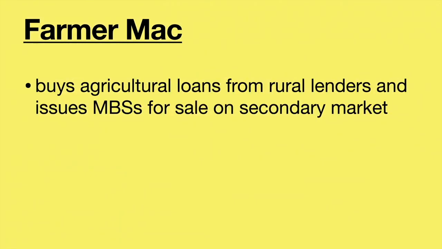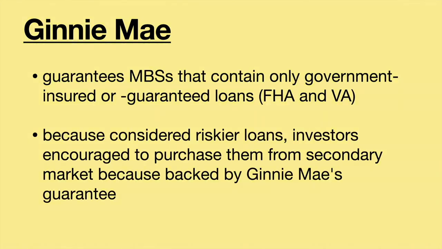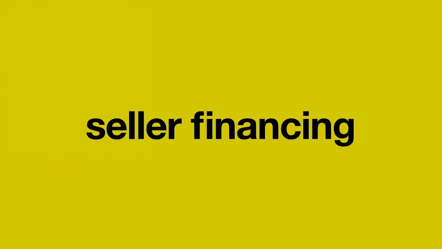Farmer Mac. Farmer Mac buys agricultural loans from rural lenders and issues MBSs for sale on the secondary market. Ginnie Mae guarantees MBSs that contain only government-insured or guaranteed loans, so FHA or VA. Because these are considered riskier loans, investors are encouraged to purchase them from the secondary market because they're backed by Ginnie Mae's guarantees.